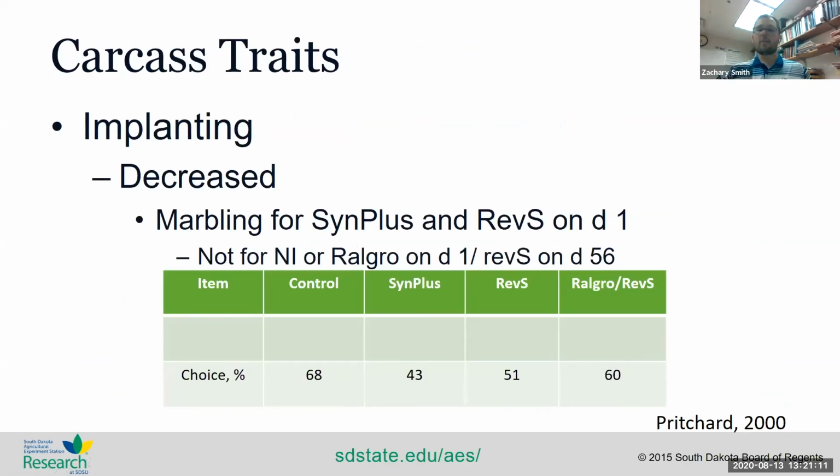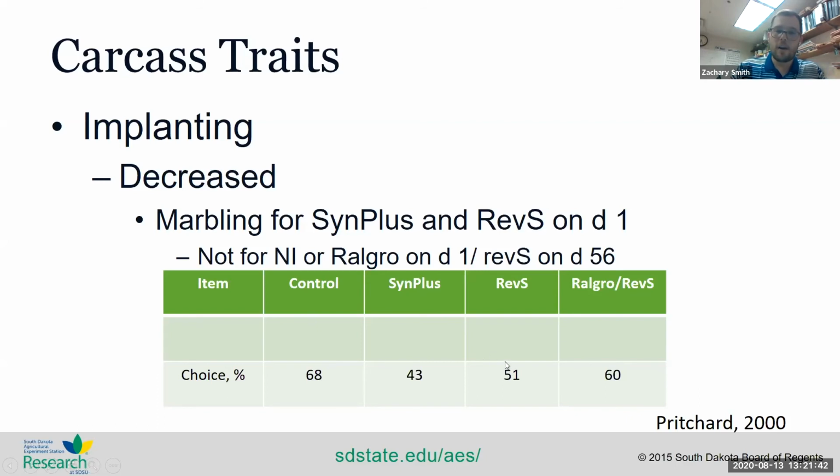And this data right here that Dr. Pritchard published in a beef report is really where the rewrite on marbling began. He fed some cattle the same diet. These were some big yearlings, I think it was 120, 130 day cattle. The negative control cattle that didn't get an implant graded 68% choice. He gave some cattle a Synovex Plus on day 1.